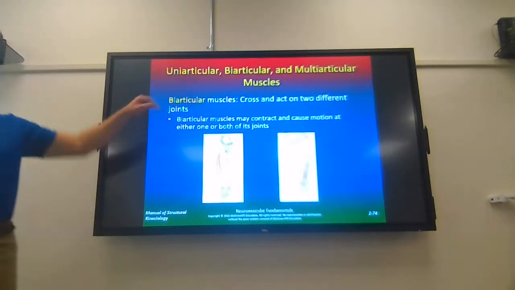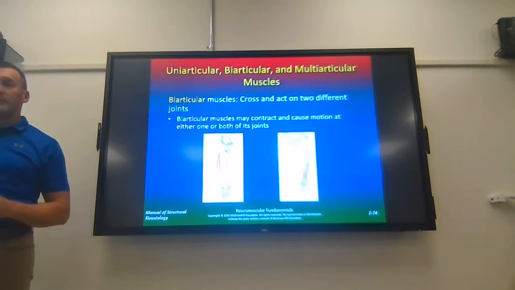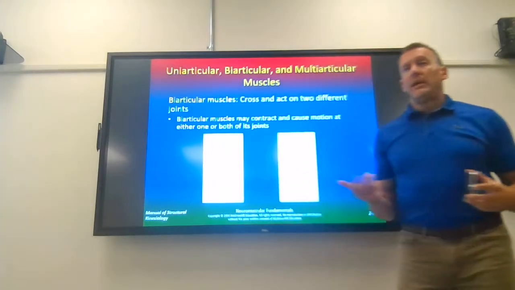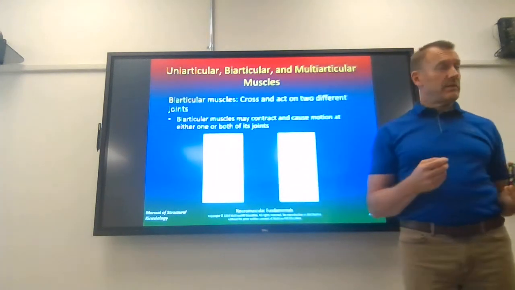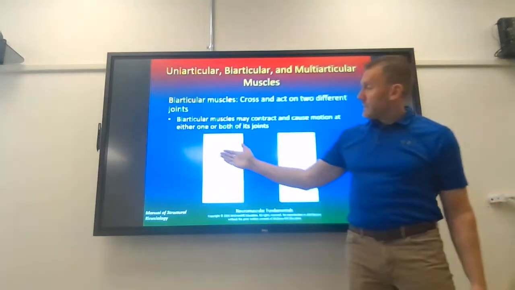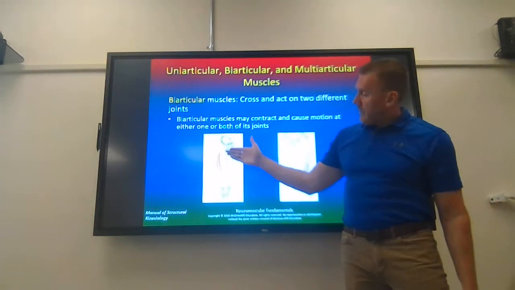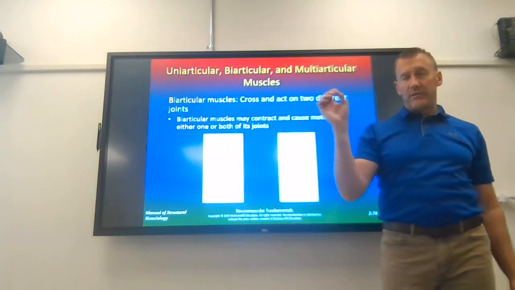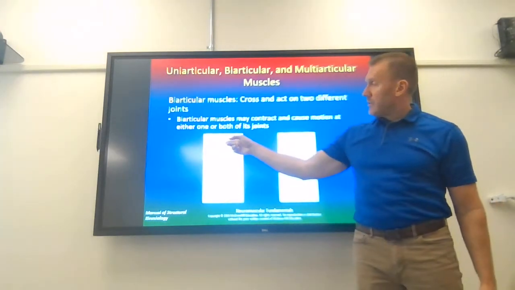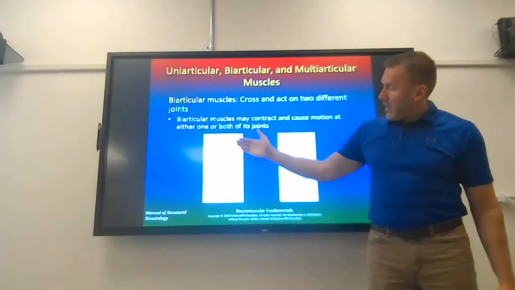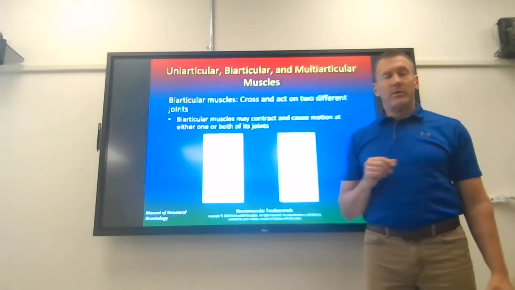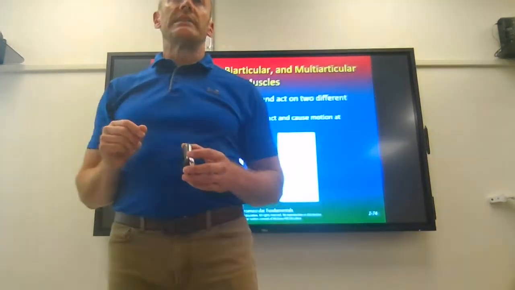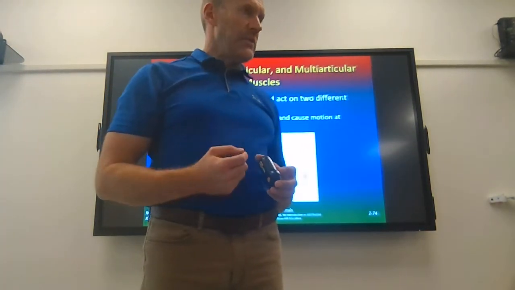So biarticular is two. Okay, so lots of examples here where a muscle has action at two joints. So the rectus femoris has its origin up here at not the anterior superior, but the anterior inferior iliac spine, so it's a little bit below there. And then has its insertion down here at the tibial tuberosity. So the rectus femoris acts to flex the hip and extend the knee joint.